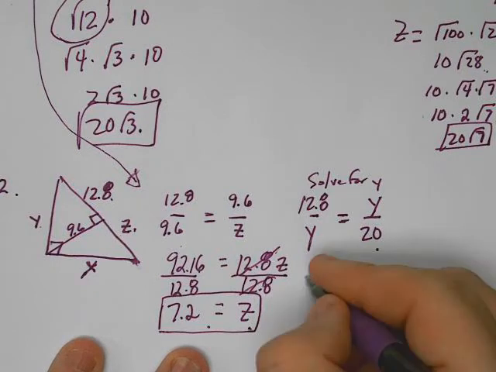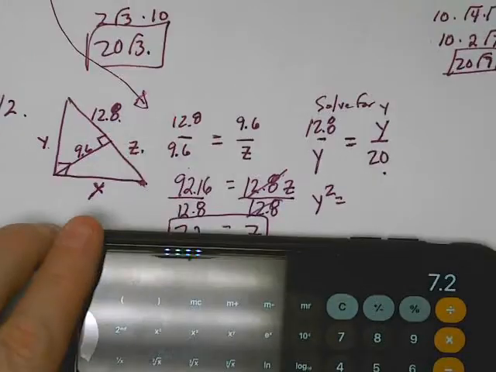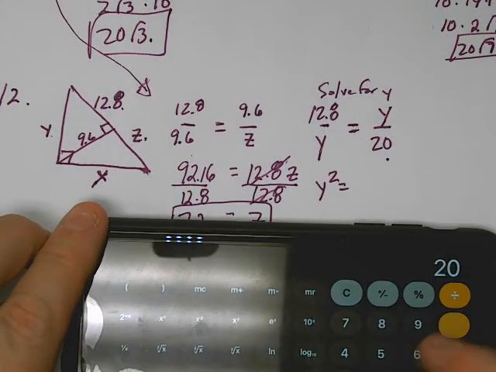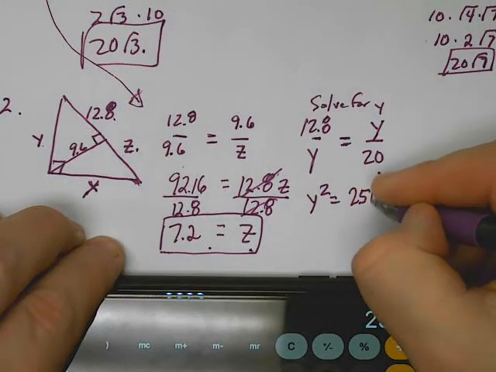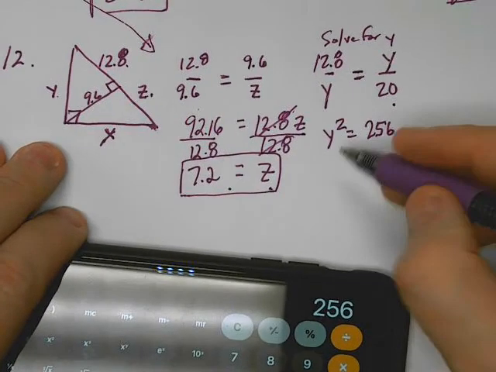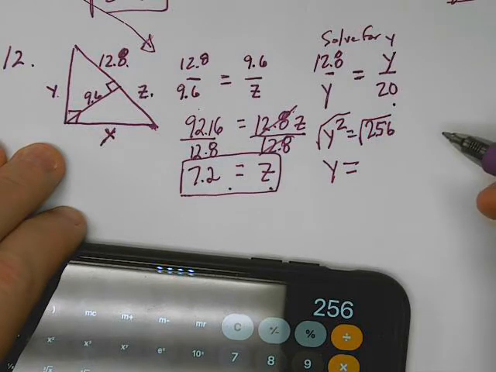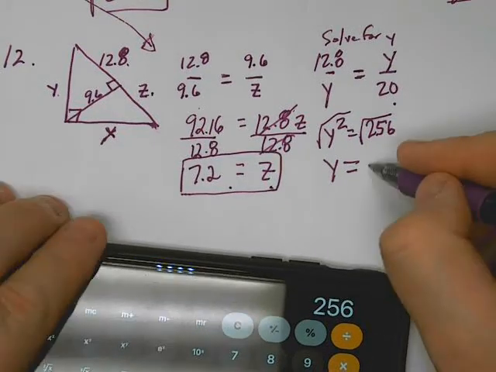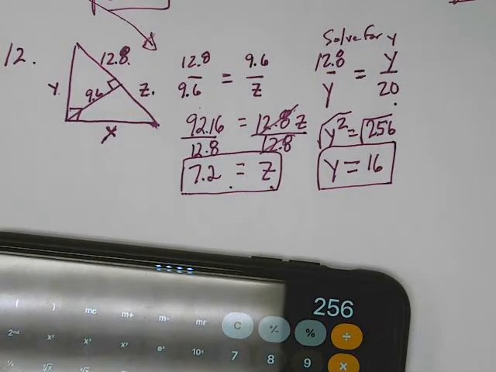Now we cross multiply. Y squared is equal to 20 times 12.8. And we get 256. Does that sound familiar? Garrett, do you remember it? I take the square root. Is it a perfect square? And so y then is equal to 16.